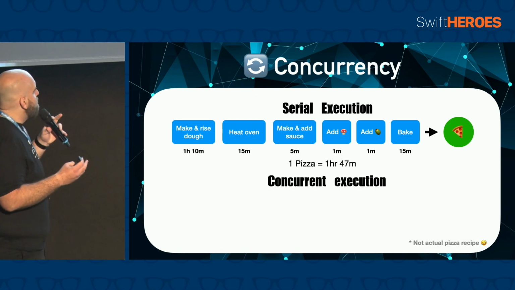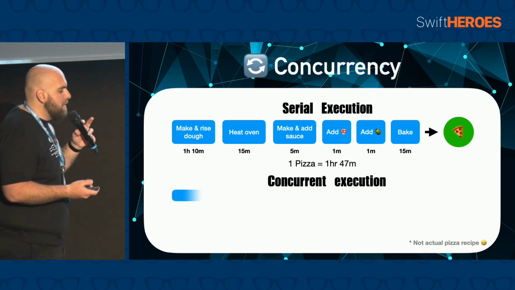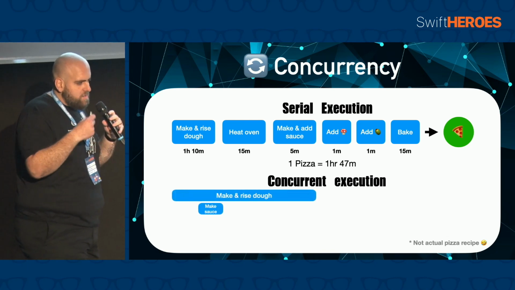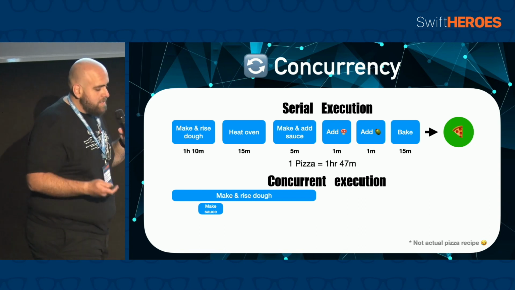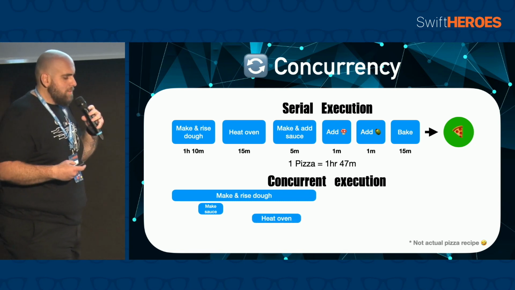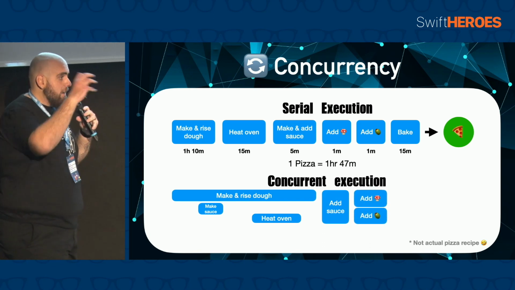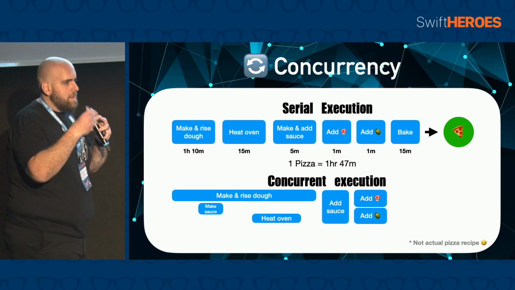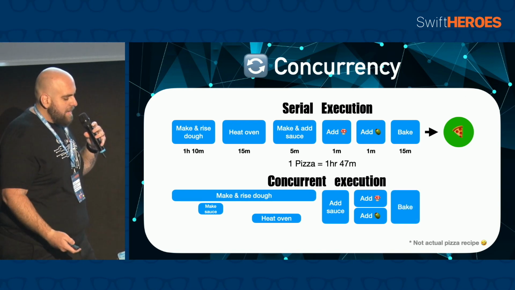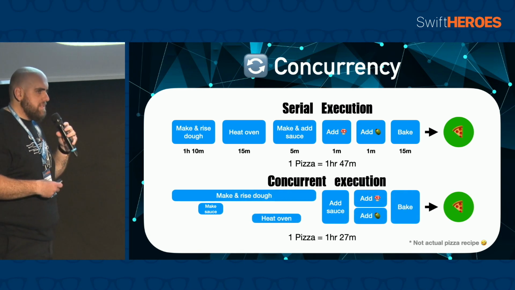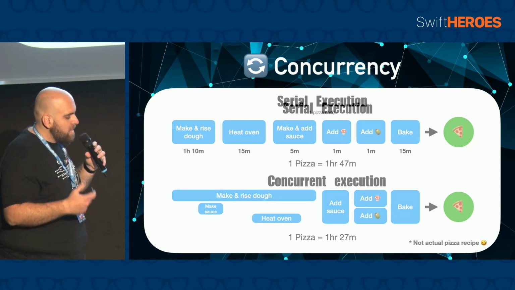With concurrent execution, maybe we can make this a bit more efficient. Maybe while I'm making and rising the dough, I can actually make the sauce while I'm waiting for the dough to rise. Maybe I can even preheat the oven while I'm waiting. Then I can just add the sauce I pre-made. Maybe I can add all of the toppings together instead of having to do them one after the other. And finally, I can bake the pizza. And I get the same result, and it takes me substantially less time.